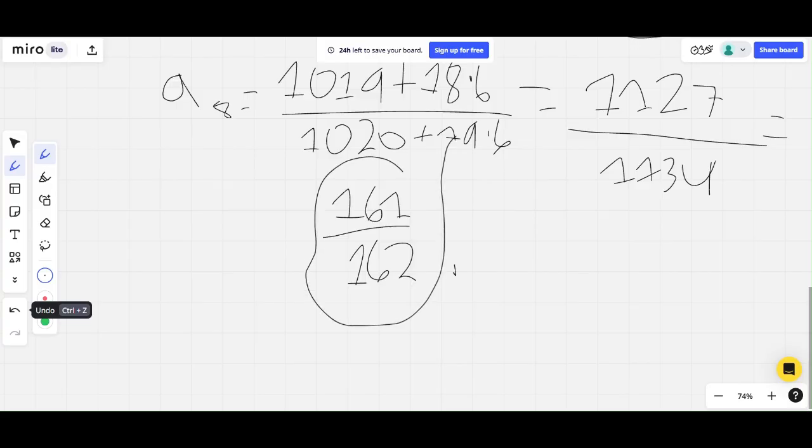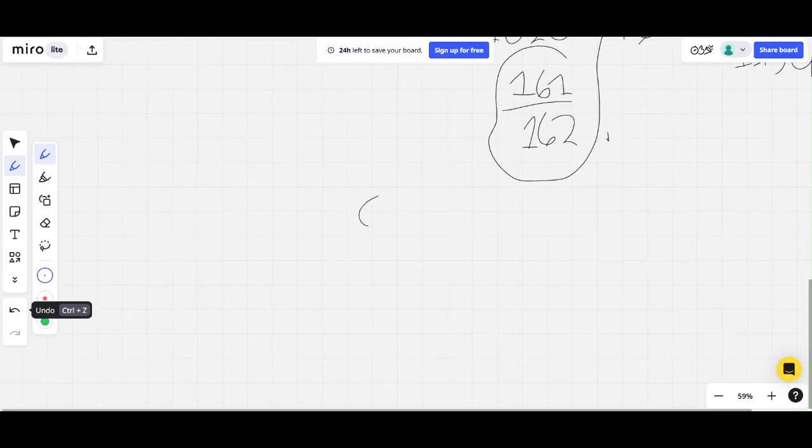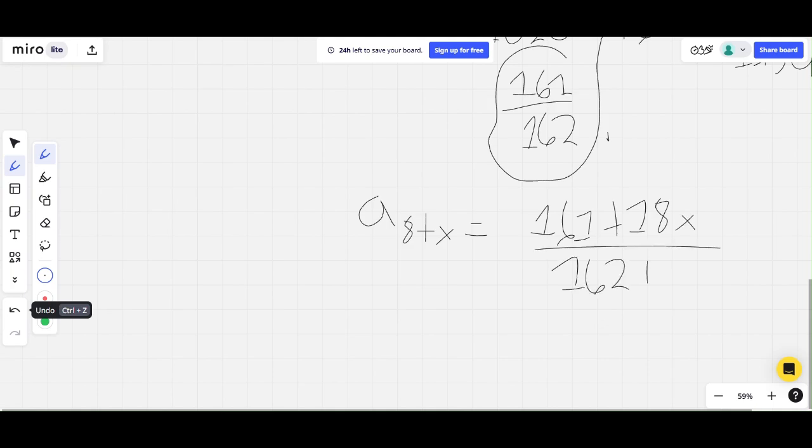And now we're working with this whole new fraction. So what we can do is write the same equation for j equals 8. So we can have a of 8 plus x equals 161 plus 18x over 162 plus 19x.